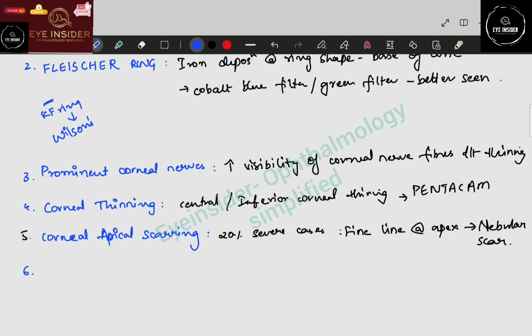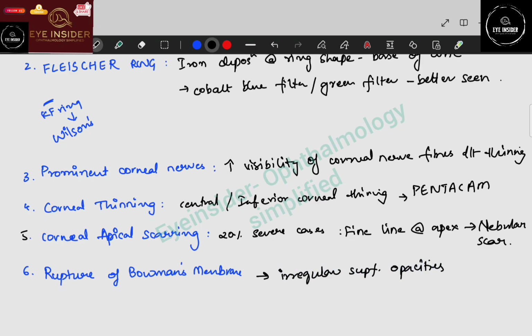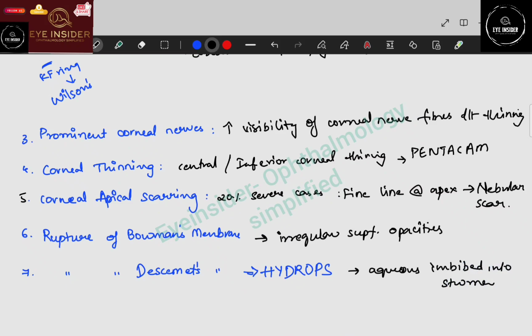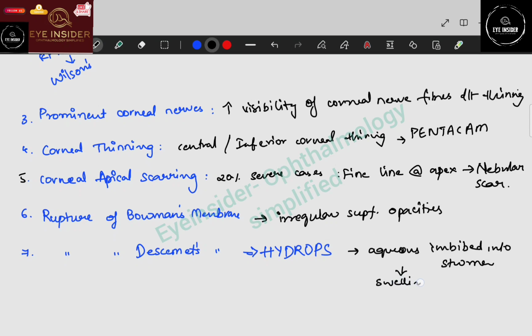Right? Next, the sixth sign is the rupture of Bowman's membrane. So we have discussed that there is thinning, there is scarring, and then there is a rupture of Bowman's membrane. We can remember it something like that. Then we have the rupture of Descemet's membrane, which is called acute hydrops. Just mention in the comment box how we manage acute hydrops in keratoconus. It occurs due to imbibition of aqueous into the stroma, which leads to swelling of the stroma.